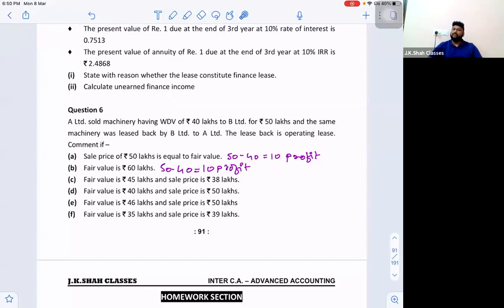So there is a 2 lakh rupees loss. That loss will be recorded immediately if it is not compensated by a future lease payment below the fair value. So please write the answer. When fair value is 45 lakh, please write the answer.